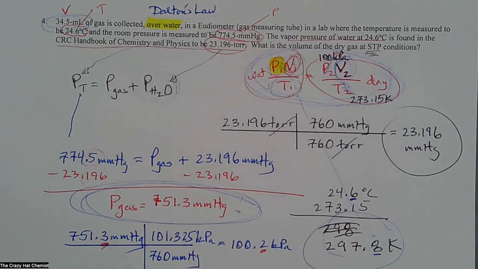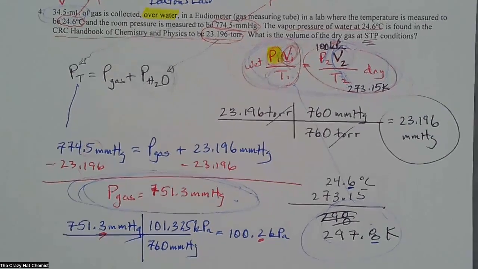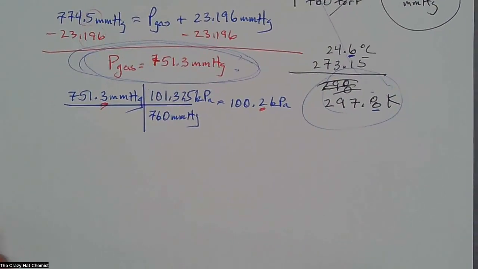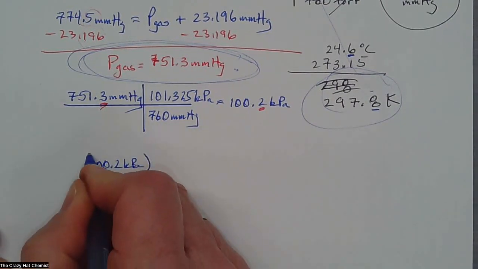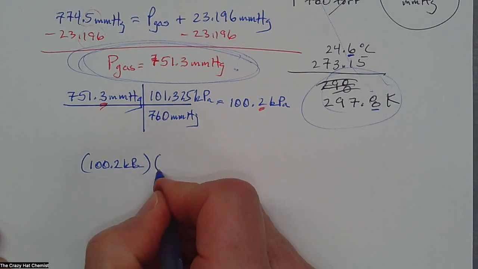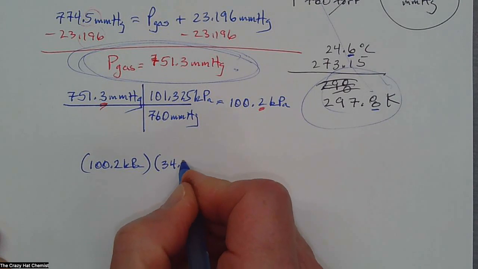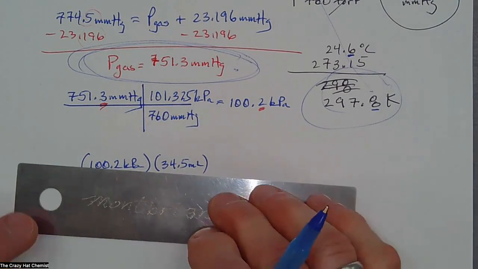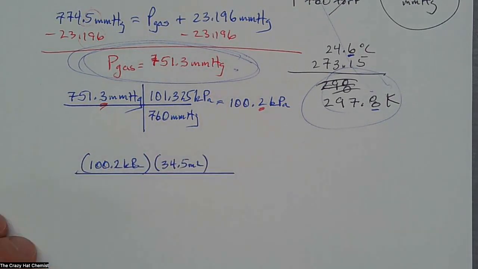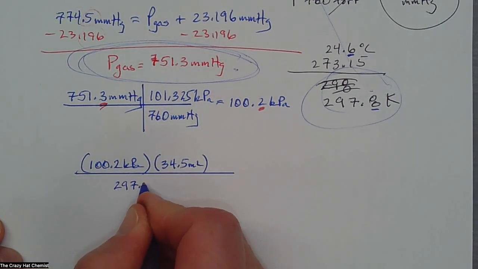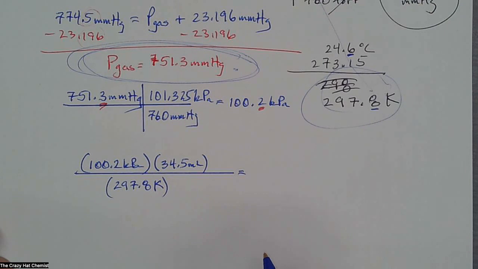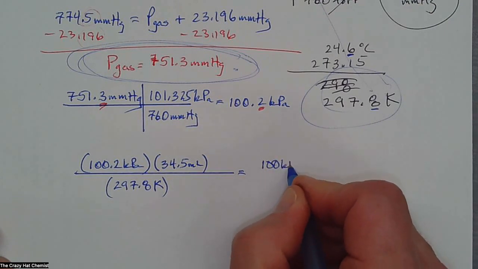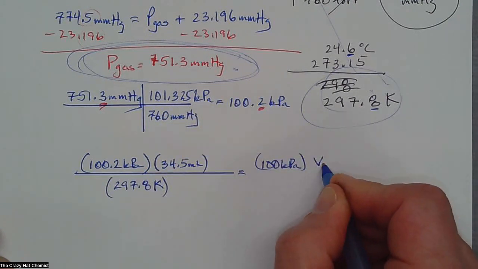Okay. Now we have all our parts. Now we're going to be plugging into the combined or general gas law. All right, so I'm going to move this up, and let's see what we got here. So we have our 100.2 kilopascals that we just solved for. That was our pressure of the wet gas. The volume of the wet gas is 34.5 milliliters. And the temperature of the wet gas is 297.8 Kelvin. Now, this is going to equal the dry gas conditions, and that's 100 kilopascals at STP. We're solving for V2.